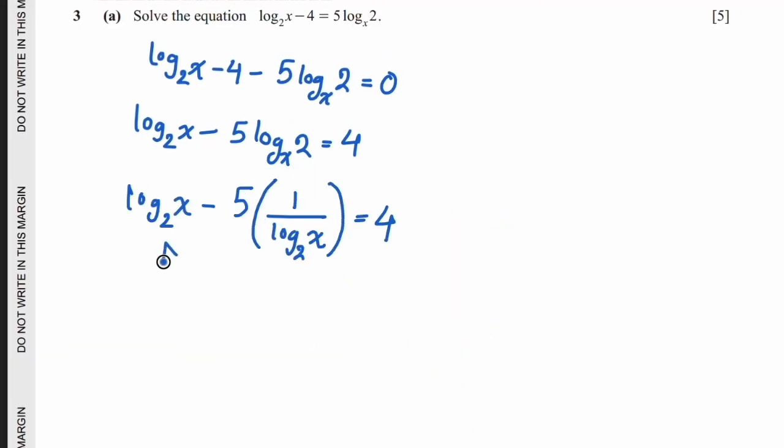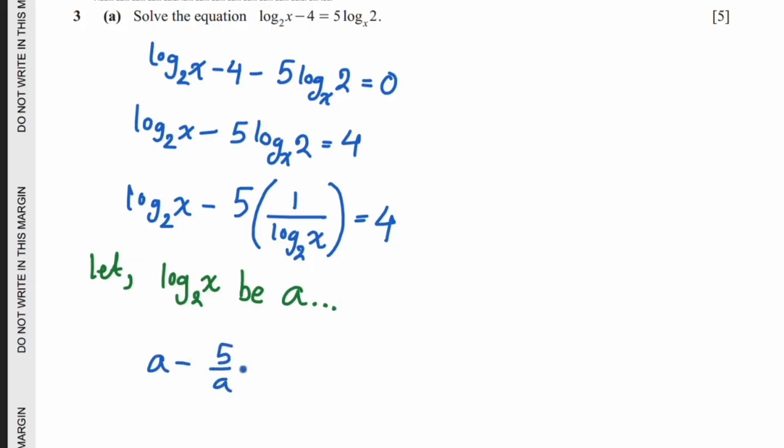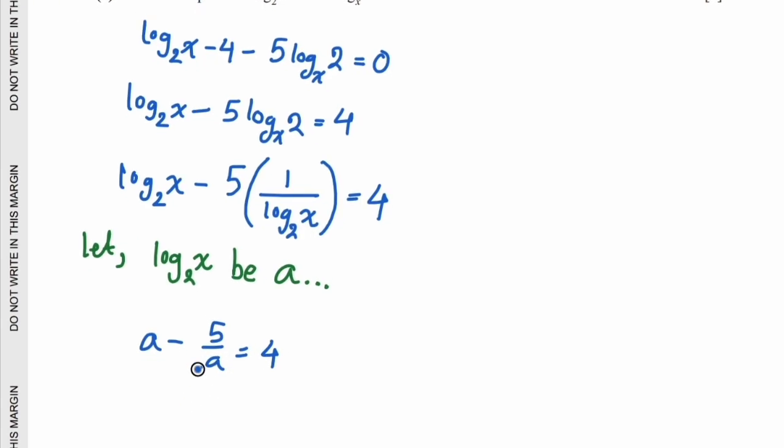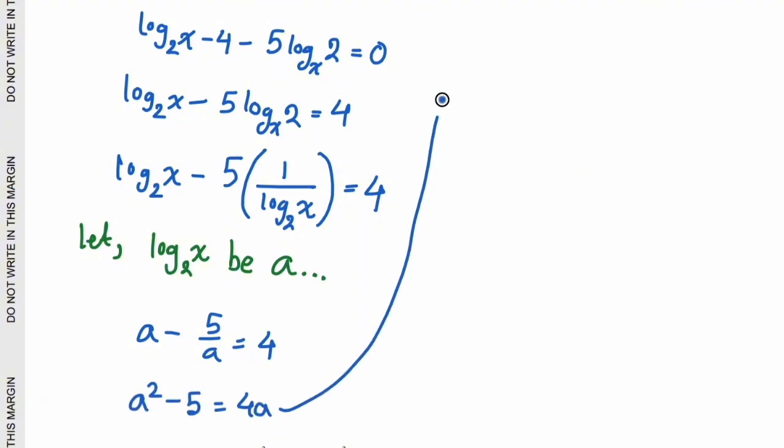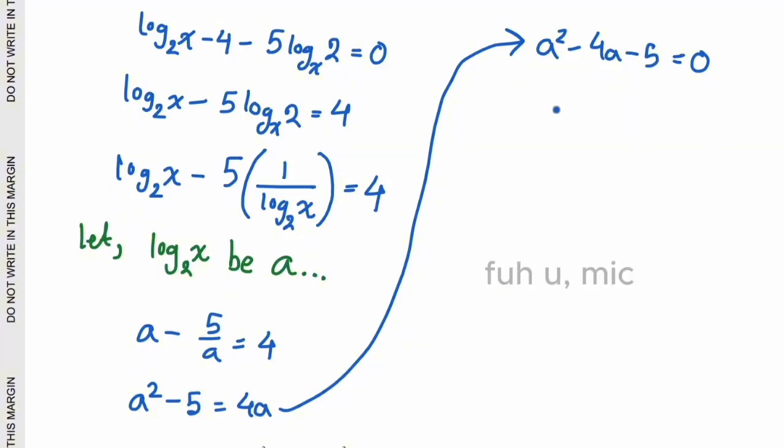So we see log base 2 of x here, we see log base 2 of x here. So let's replace log base 2 of x with a variable like a. So it is going to be a minus 5 over a is equal to 4. Now we're going to multiply everything with a. a squared minus 5 equals 4a, and bring everything over here. Then pull a over on the left side of the equal sign: a squared minus 4a minus 5 is equal to 0.